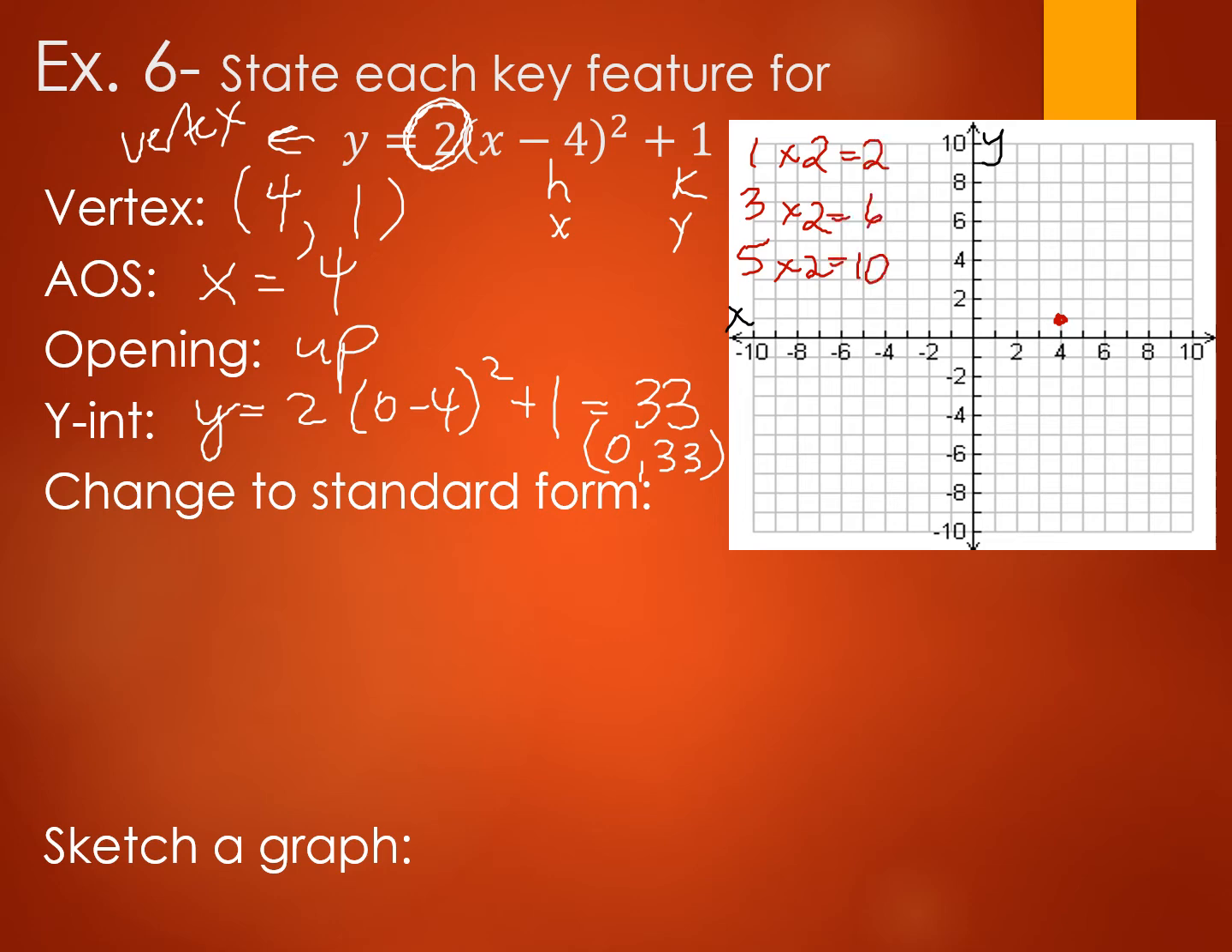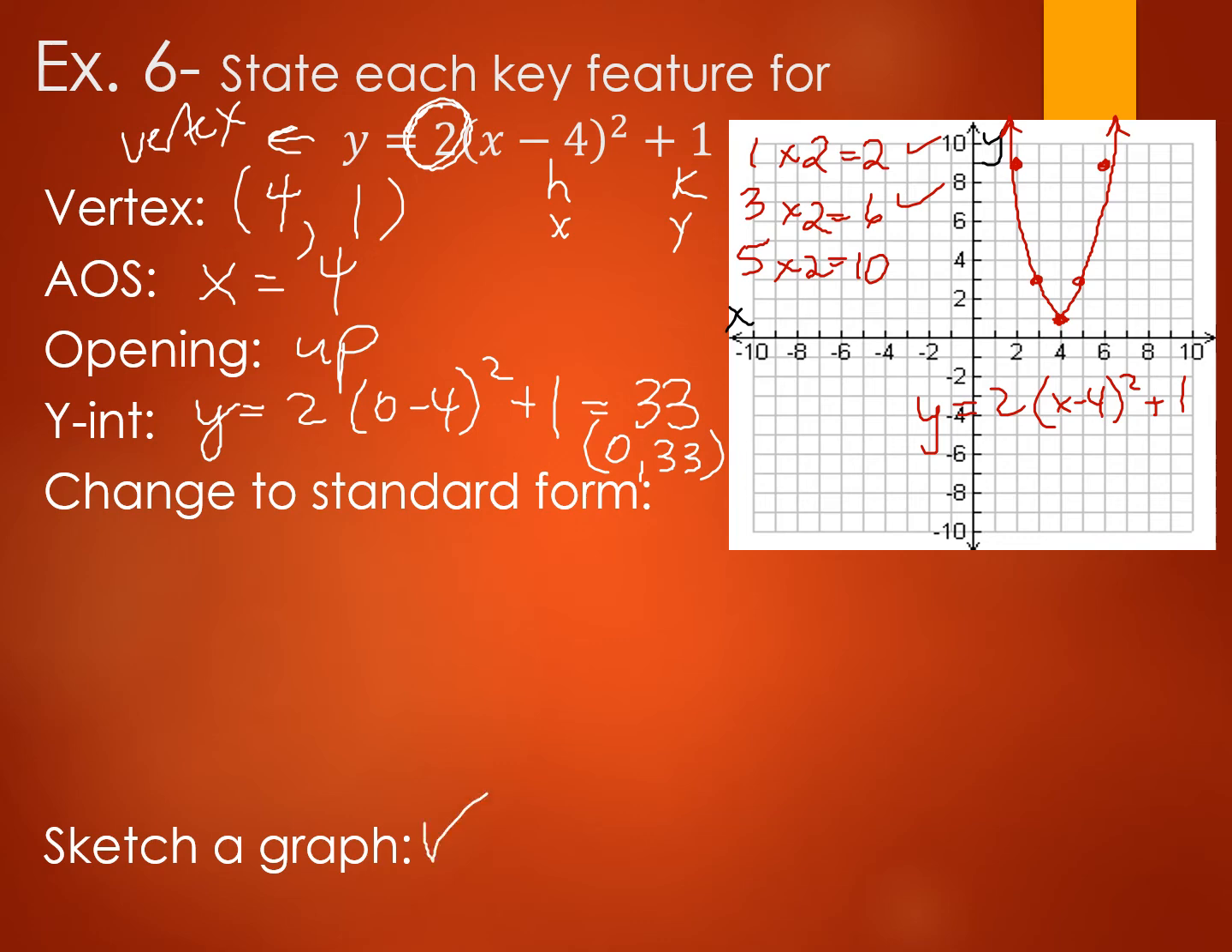How do you use that from your vertex? Go over 1 up 2, over 1 up 2 on both sides, and next one over 1 up 6, over 1 up 6, and exact same on the other side. Now we can't fit the 10 point on there, so that's okay. We have 5 points, that's more than enough to make a nice parabola. So there's our parabola, and we should label our equation in our graph. y equals 2(x minus 4) squared plus 1. So there's our sketch.